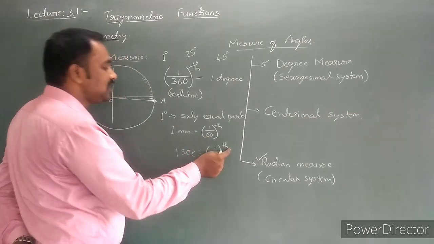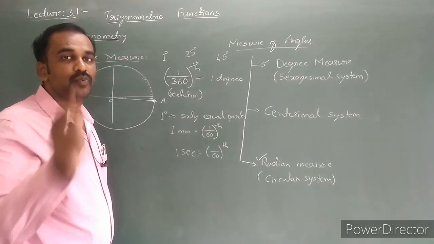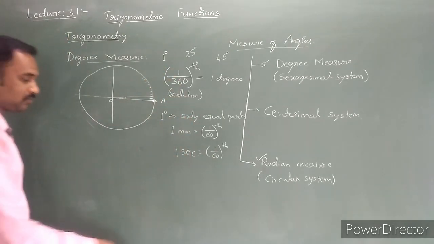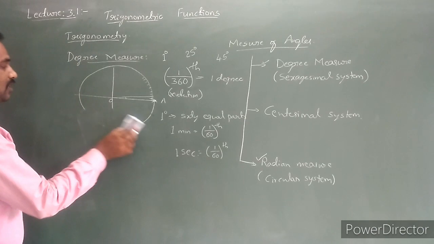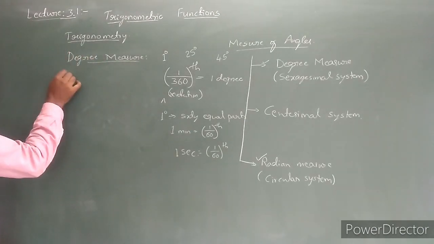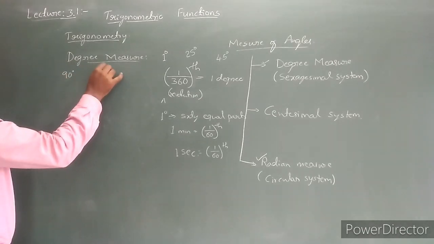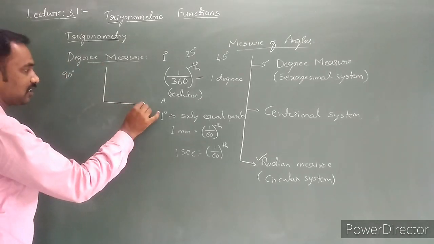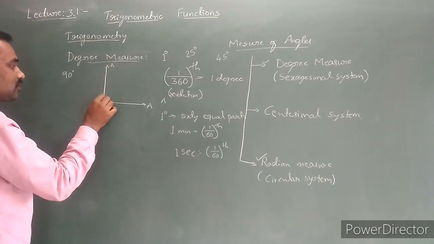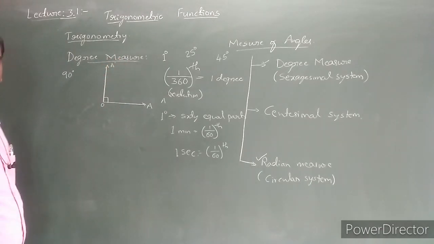1 divided by 60th minute is said to be 1 second. This is all about the degrees. For example, suppose I take a few degree measures. What are the standard degrees? Suppose, for example, 90 degrees. Pictorially, this is the initial ray OA and this is OB dash, the 90 degree angle.